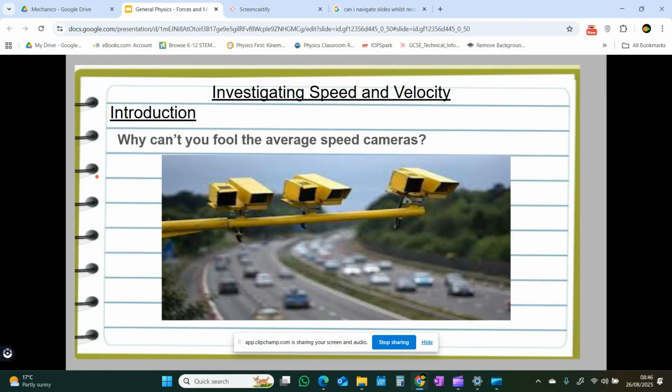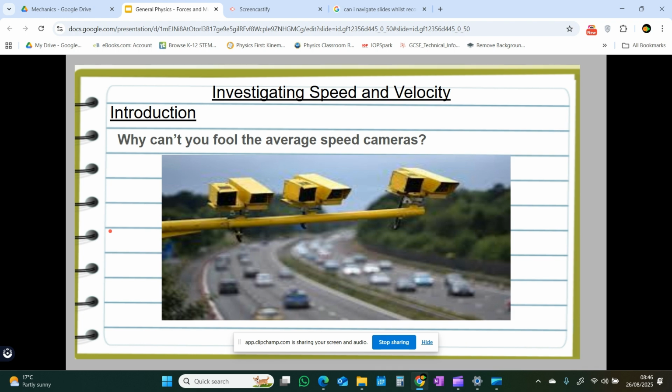In this video, we're going to investigate speed and velocity. Why can't you fool the average speed cameras? Unlike instantaneous speed cameras, which just record the speed at that particular point, the average speed cameras work out the average speed of a vehicle by monitoring it at the beginning and the end of a journey.